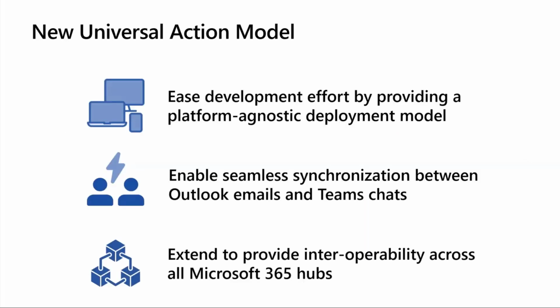In summary, Universal Action Model eases the development effort for your engineering team by providing a platform-agnostic deployment model. Your team now needs to build only one application that uses the same adaptive card payload with Action.Execute, which would work on both Teams and Outlook.